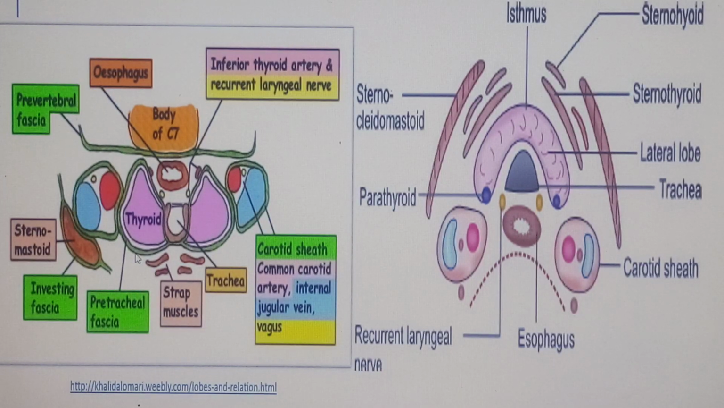One thing I want to show you is that, as we move on, I'll show you in other images that it is confined to the anterior aspect of the neck only. It doesn't go to the posterior aspect. So this is the pretracheal fascia. But my friends, there's a catch over here. The pretracheal fascia has two layers.